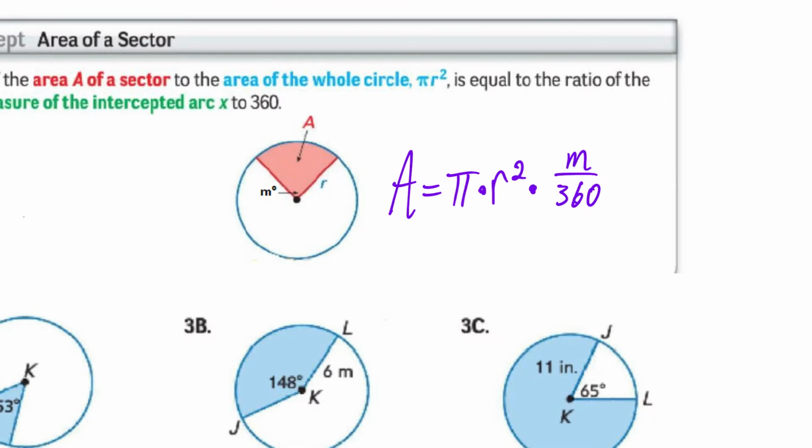So pi r squared would tell us the area of the whole circle, but when we tack this on, that's what's going to scale it down. M over 360, where m is the measurement of the angle. Remember, there's 360 total degrees in the circle, so the measurement of this angle is necessarily going to be less than 360. So this number is going to be less than 1. It's going to scale it down to whatever the area of that slice is.